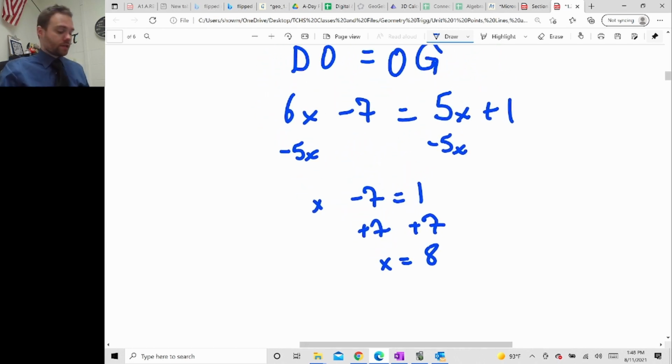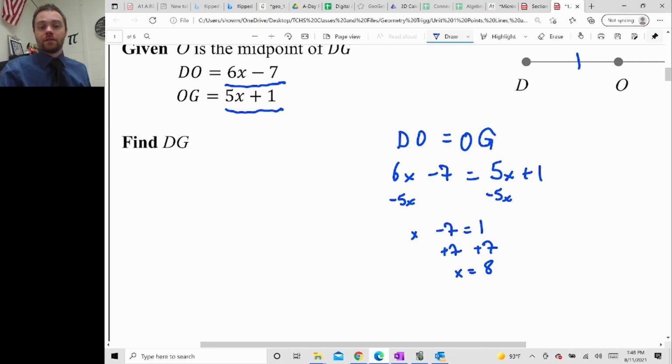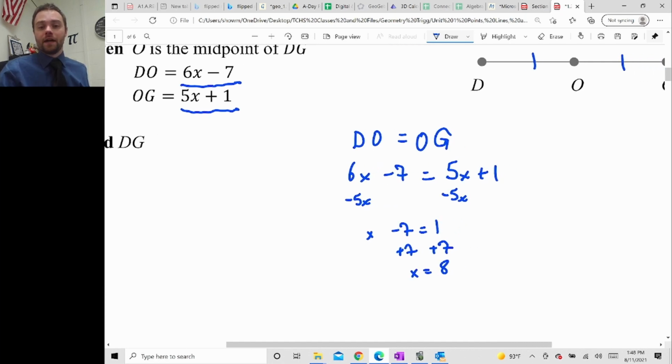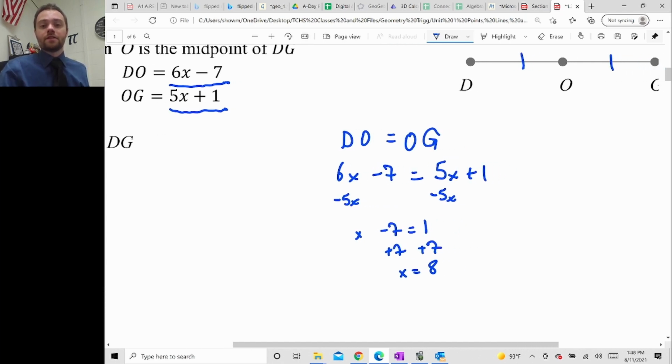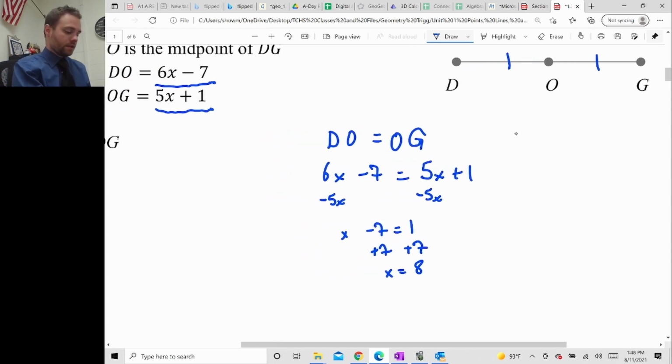Okay, so x equals 8. What's nice about this is once we have x equals 8, we can solve the rest of the equation. All we have to do is pick either DO or OG to plug 8 back into. That's going to give us the length of segments DO and OG. So let's go ahead and do that.